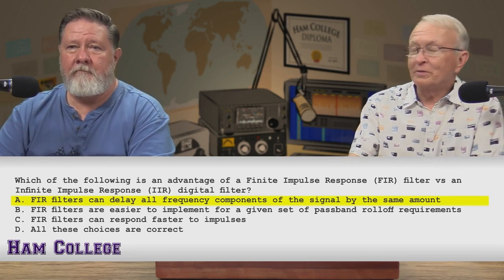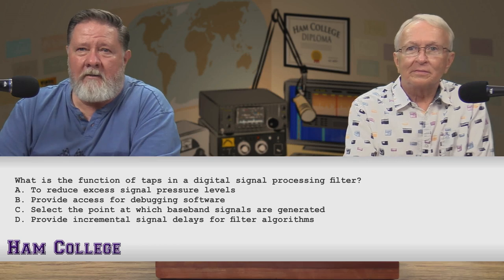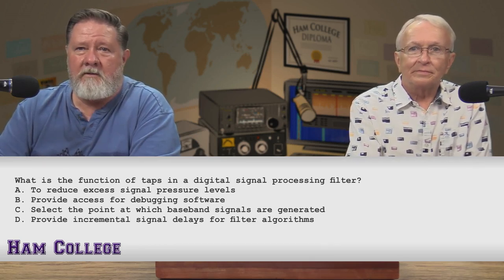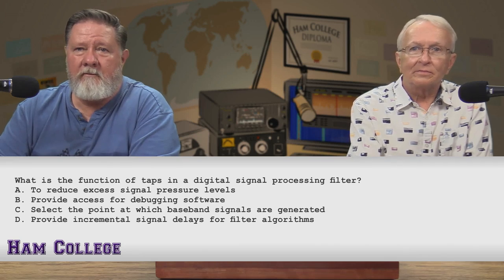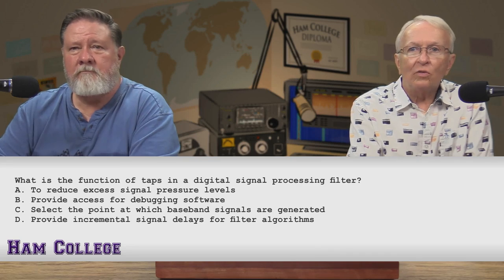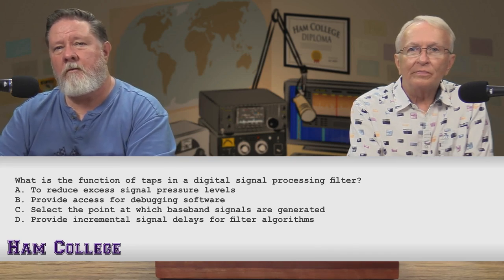It wasn't just you. What is the function of taps in a digital signal processing filter? A, to reduce excess signal pressure levels. B, provide access for debugging software. C, select the point at which baseband signals are generated. Or D, provide incremental signal delays for filter algorithms.